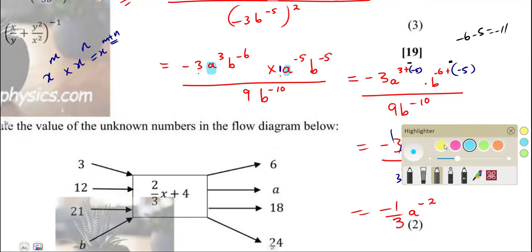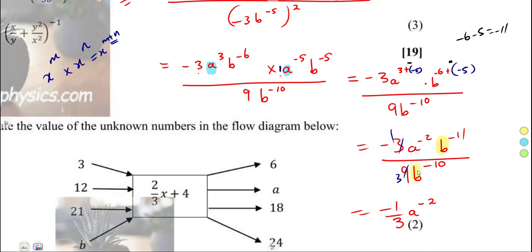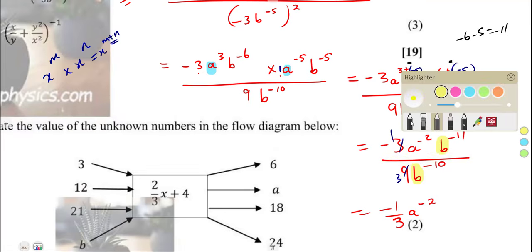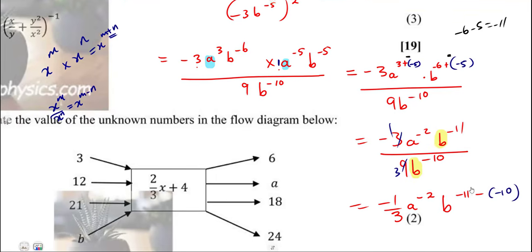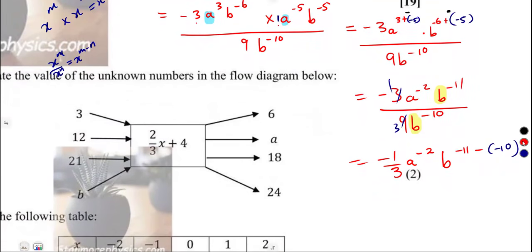But b is to be simplified as we have got the same base, but this time it is under a division. So under a division, you are going to subtract the exponents. If you are dividing the same bases, you have to subtract the exponents. So that's b to the exponent of negative 11. We subtract the exponent, which is negative 10. So that is the condition, applying the laws of exponents now.